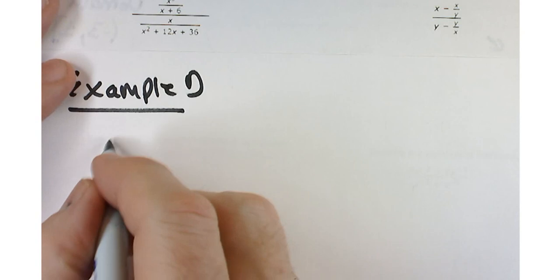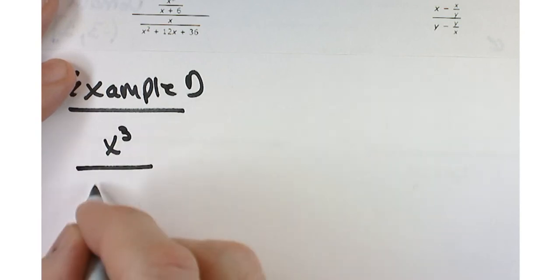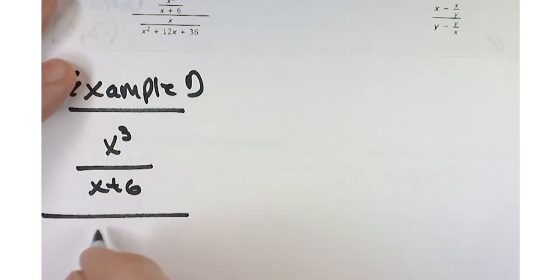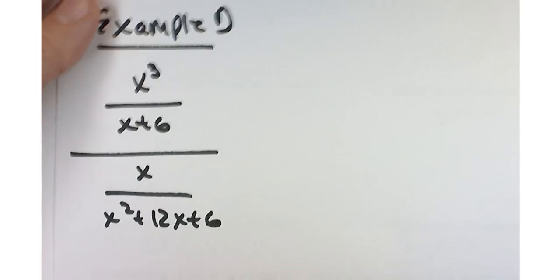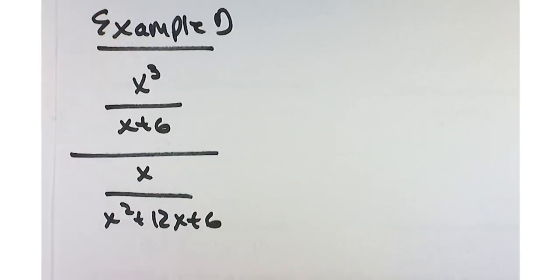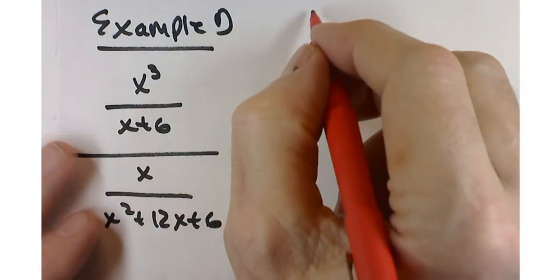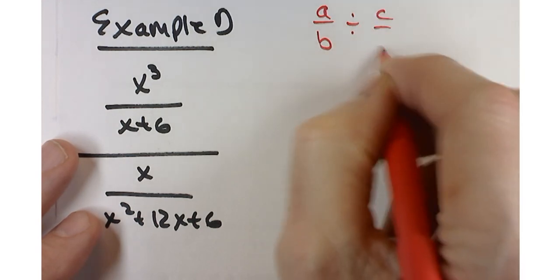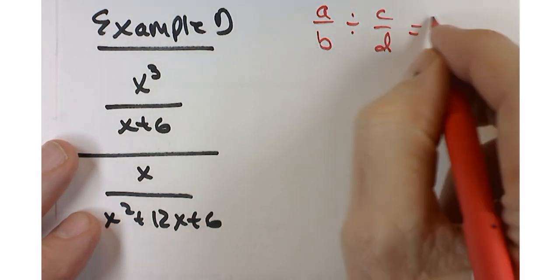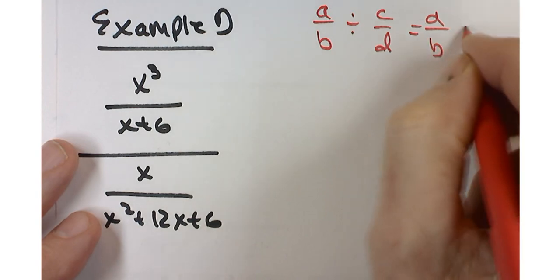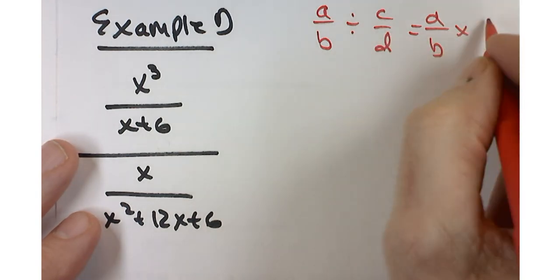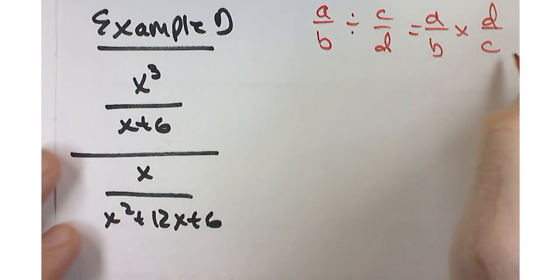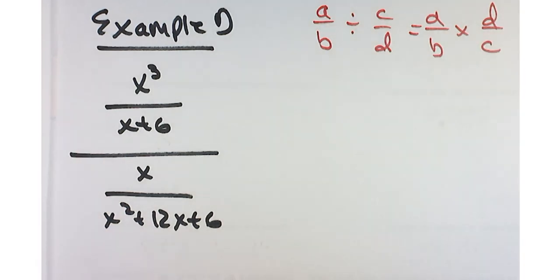We've got x cubed over x plus 6 divided by x over x squared plus 12x plus 6. Now, why is this a familiar type of example? It's familiar because you've dealt with stuff like a over b divided by c over d. When you divide fractions, and you've already told me this, you just multiply by the reciprocal of the second fraction. We're going to do the exact same thing here.